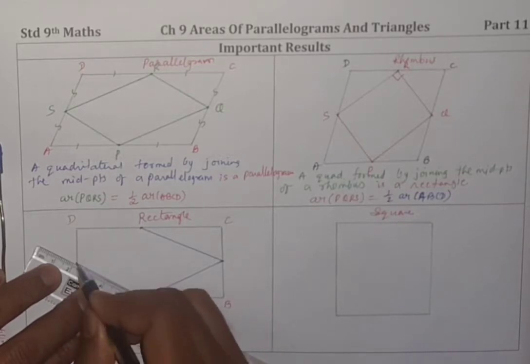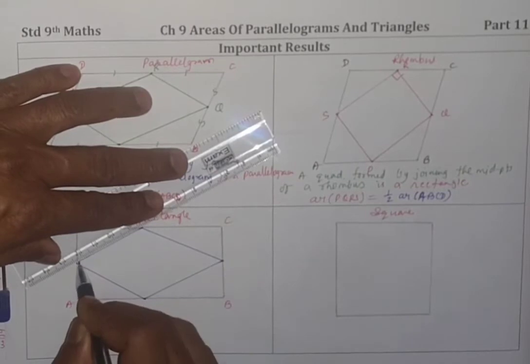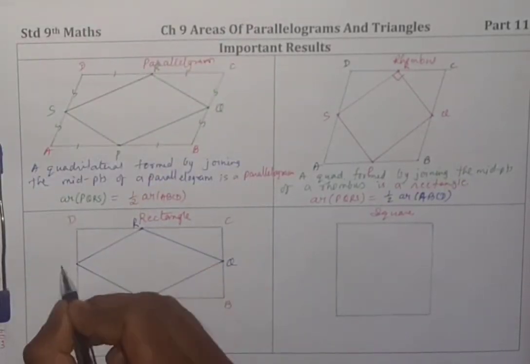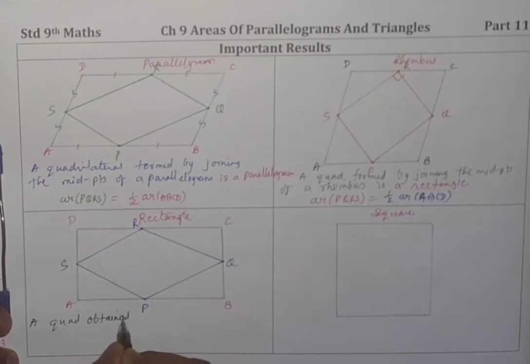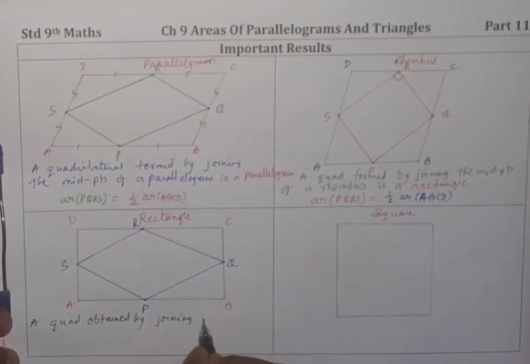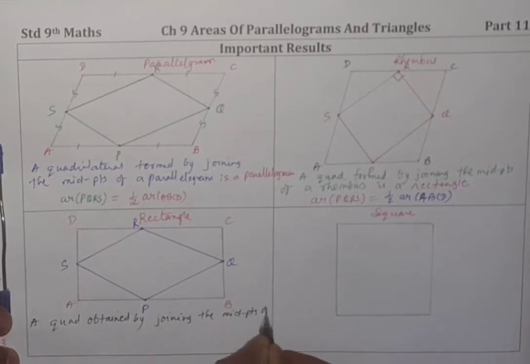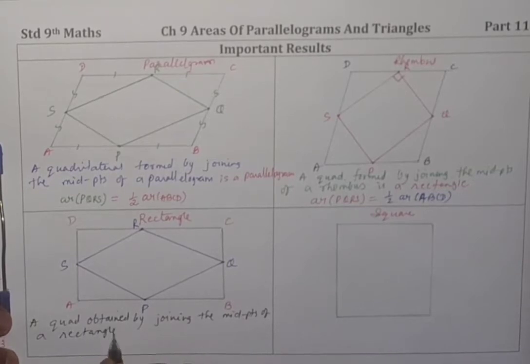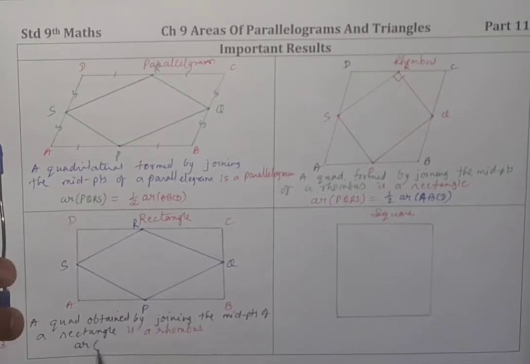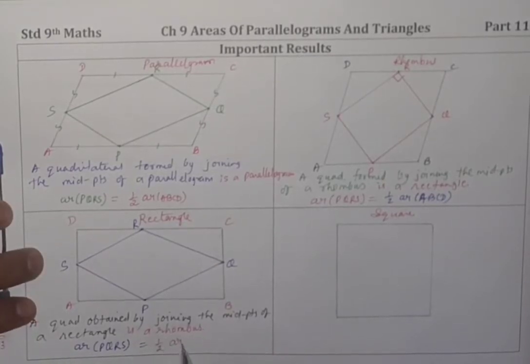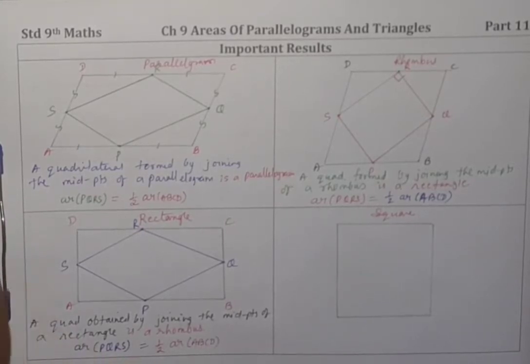And children, what do you get? You get a rhombus. This is a rhombus. All right, PQRS is a rhombus. So you have a statement here, children: a quadrilateral obtained by joining the midpoints of a rectangle is a rhombus, and the area of that rhombus, area of rhombus PQRS, is half the area of rectangle ABCD. All right, children. Chalo.